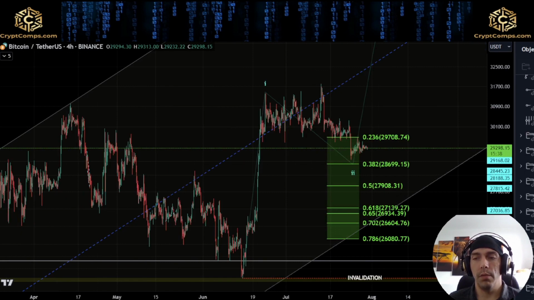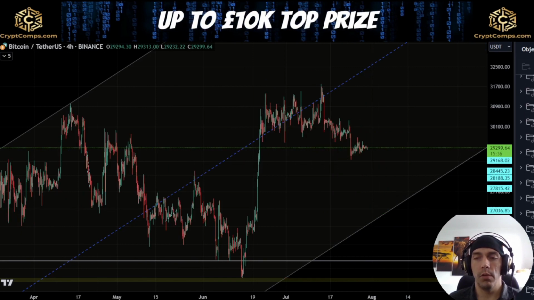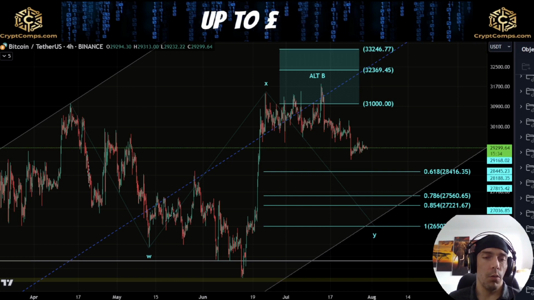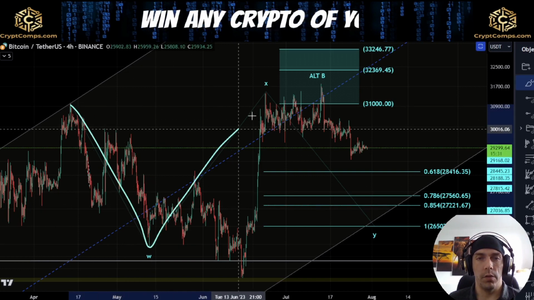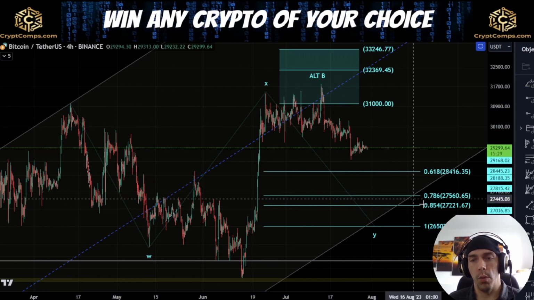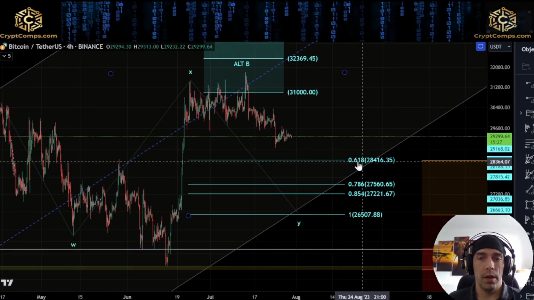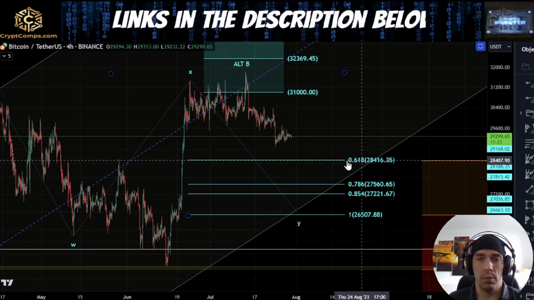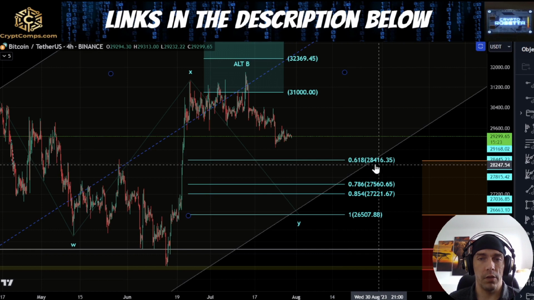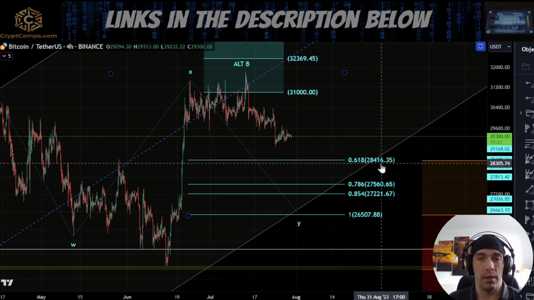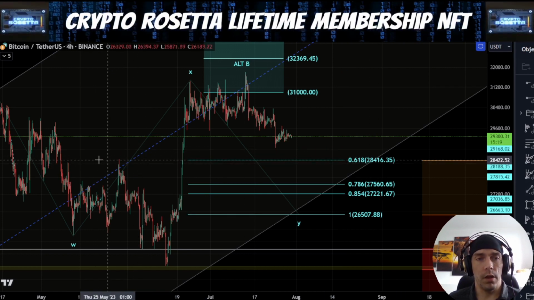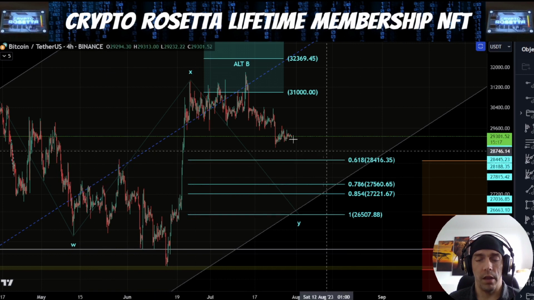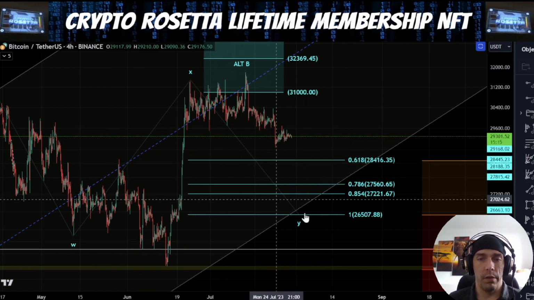We also need to be careful because there is the possibility that we could have a bigger corrective structure, where we could say this is W, this is X, and we're looking for a bigger Y wave. If this is the case, then our 0.618, which would be the minimum requirement we're looking for, is actually lower down here towards this 28,416, which would align with this high quite nicely. So I'm going to be keeping an eye on this level.